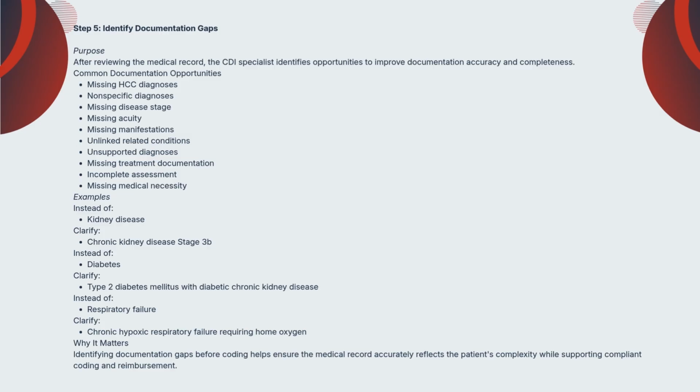Examples. Instead of kidney disease, clarify, chronic kidney disease stage 3B. Instead of diabetes, clarify, type 2 diabetes mellitus with diabetic chronic kidney disease. Instead of respiratory failure, clarify chronic hypoxic respiratory failure requiring home oxygen. Why it matters. Identifying documentation gaps before coding helps ensure the medical record accurately reflects the patient's complexity while supporting compliant coding and reimbursement.